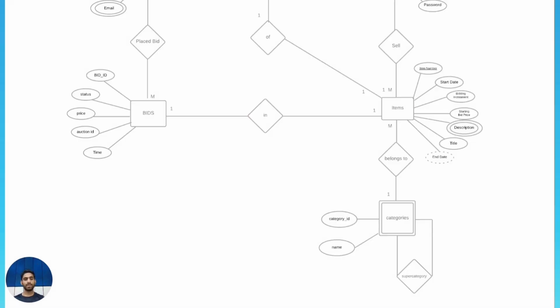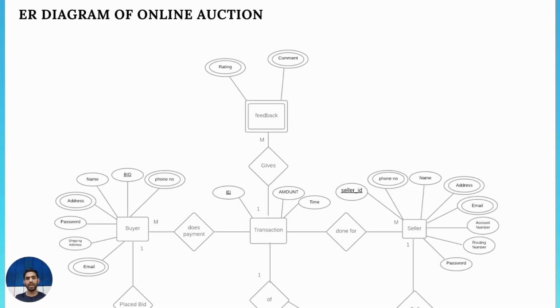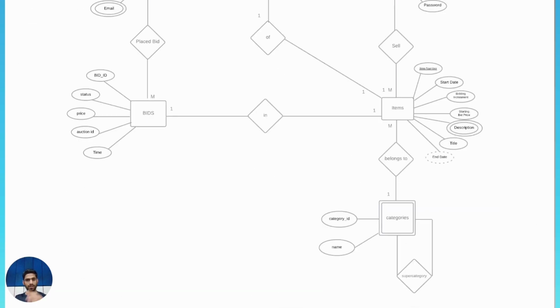Now, items belong to categories. There is a categories entity. So items are classified or belong to categories. You can see that modem is considered as hardware, and then computer. So computer is present in the hardware, and then modem. So the super category is the computer, and then hardware is the subcategory, and then the actual category.